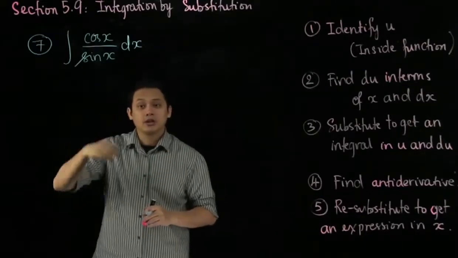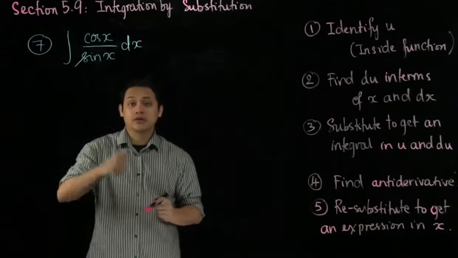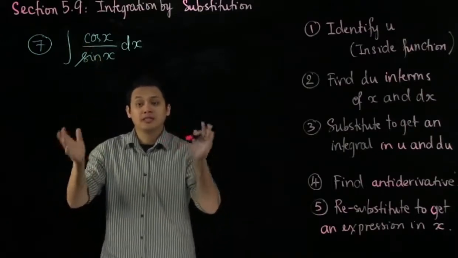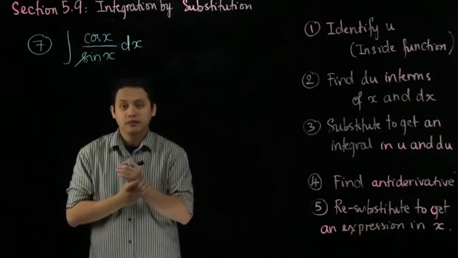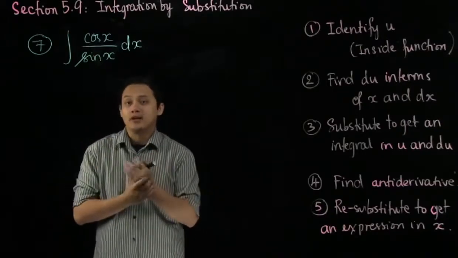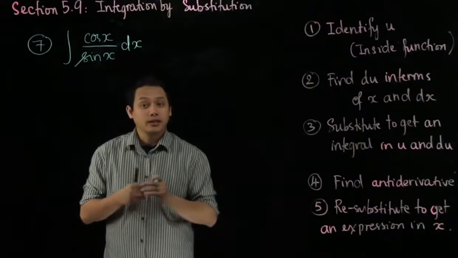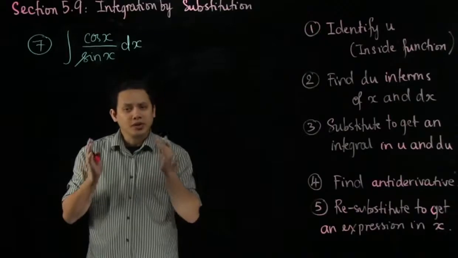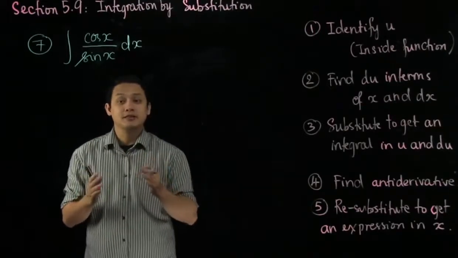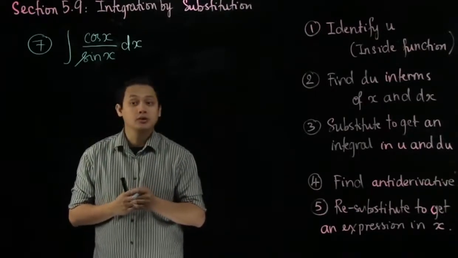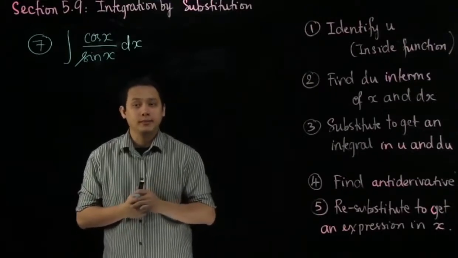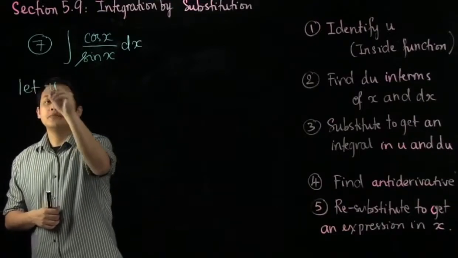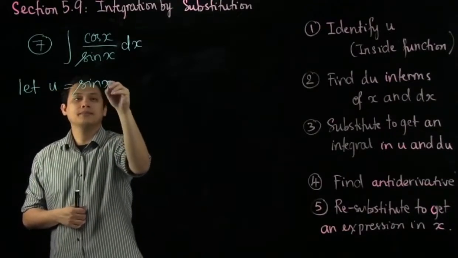For problem 7, you have a fraction function, cosine of x over sine of x. And as I mentioned before, for this kind of fractional function, the denominator is usually the inside function. So let's choose sine x as the inside function. Also, when you look at sine of x, what is the derivative of sine of x? It's actually cosine of x. So that's why we choose sine of x as the inside function. So I let u equal to sine of x.